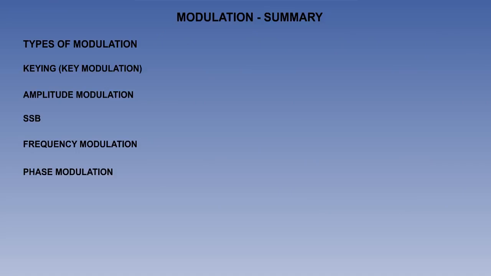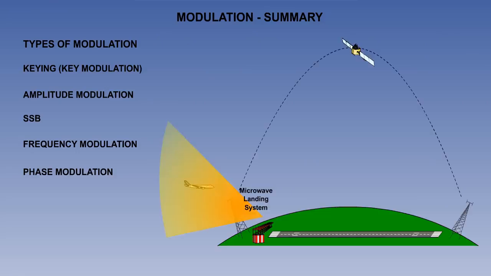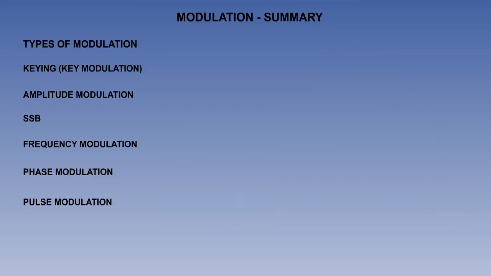Phase modulation can be either analog or digital. Phase modulation offers superior noise and interference rejection and enhanced immunity to signal fading. It is used in microwave landing systems and GPS. And finally, we looked briefly at pulse modulation. This is used in radar and data link systems. That concludes this lesson on modulation. We will look at aerials or antennae next.